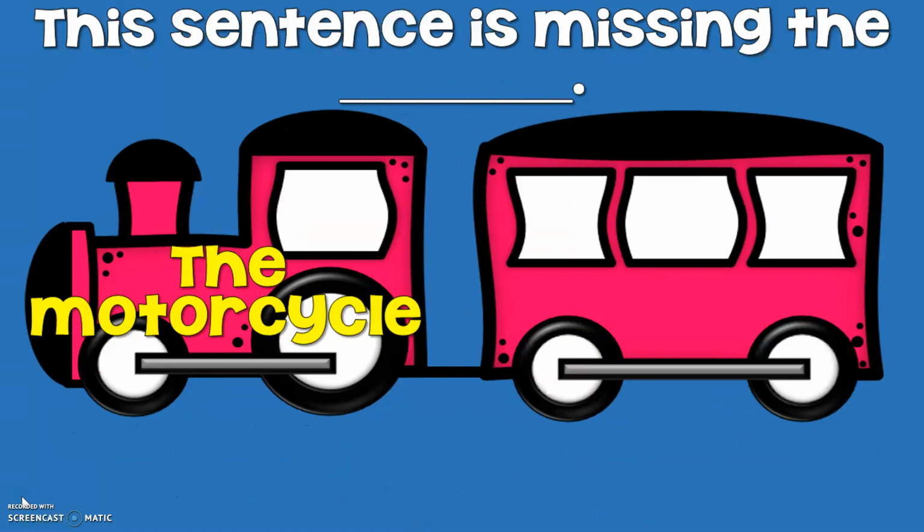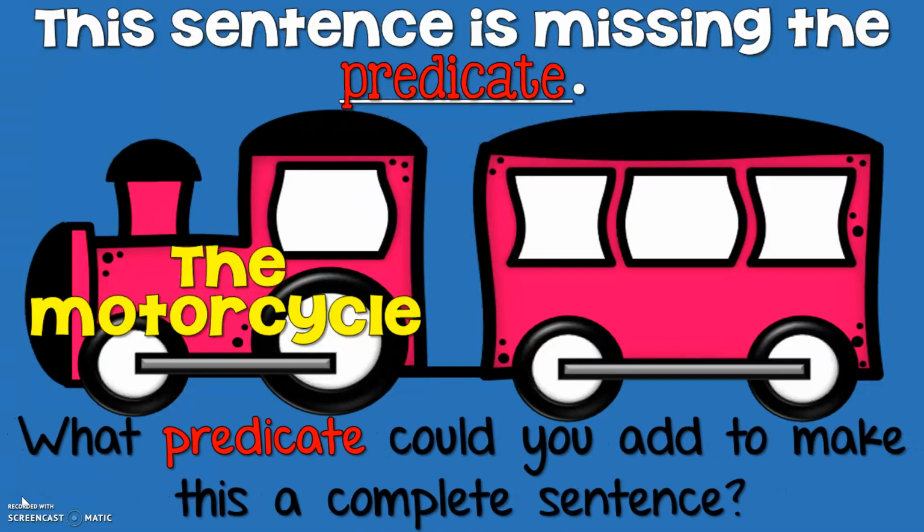Next sentence. What is this sentence missing? The motorcycle. If you said predicate, you are correct. So what predicate could we add to make this a complete sentence? Again, you can decide anything that the motorcycle did. The motorcycle, finish the rest. If you said something like the motorcycle ran off the street, or the motorcycle came to a complete stop, any of those work. Or anything else that you came up with.